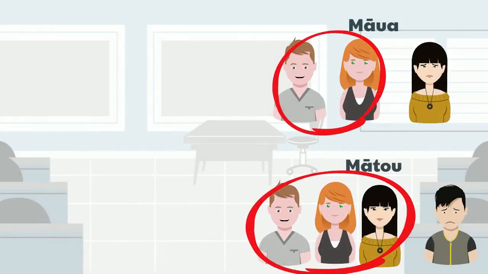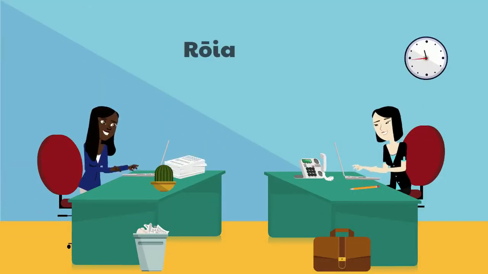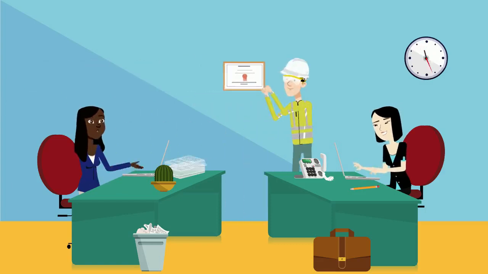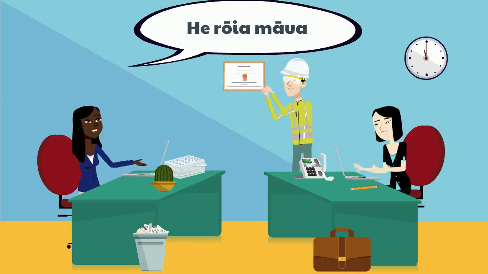We'll finish with the exclusive forms of us. Māua, which means he or her and I, but not the person that you're speaking to, and mātou, which means us, three or more people, but not you. Roia means lawyer. Imagine that Maria is talking to the worker. She says, he roia māua. She and I are lawyers.